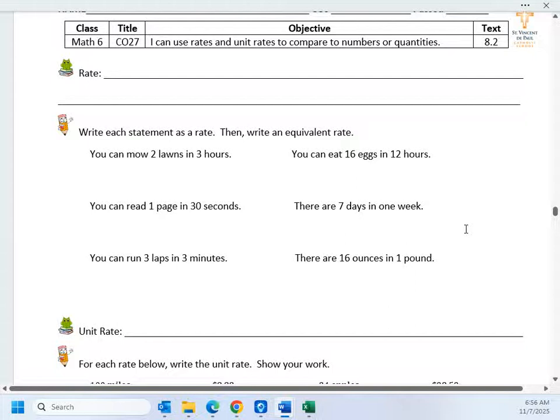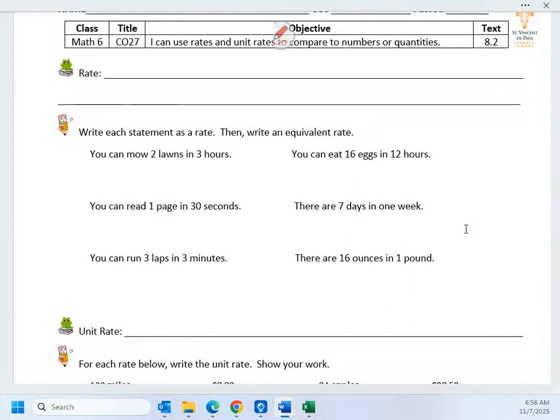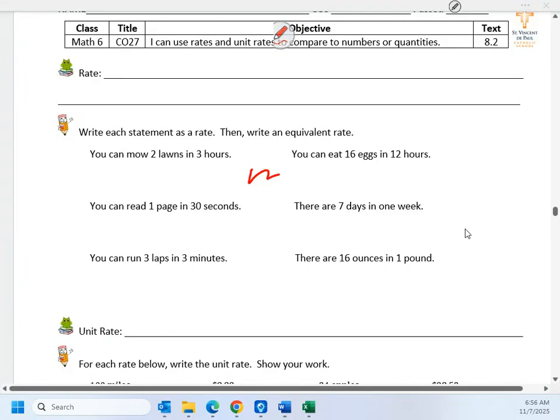Good morning. Today we are going to work on, just checking to make sure my pen works.